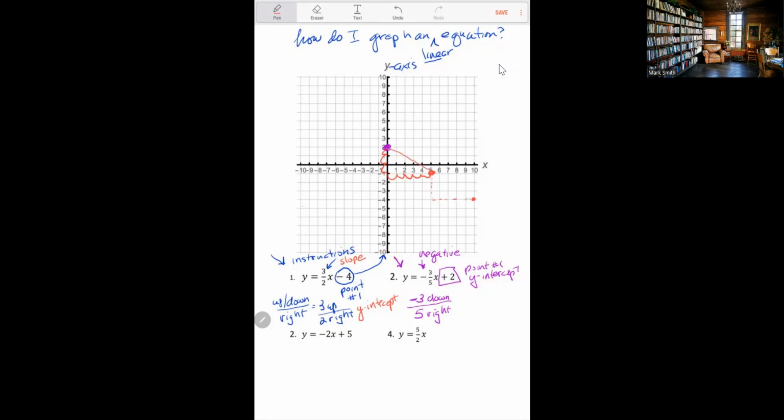Starts here and goes there. I'm not very good at drawing lines. Ugh, that one's terrible. All right. But there we are. We drew a line.